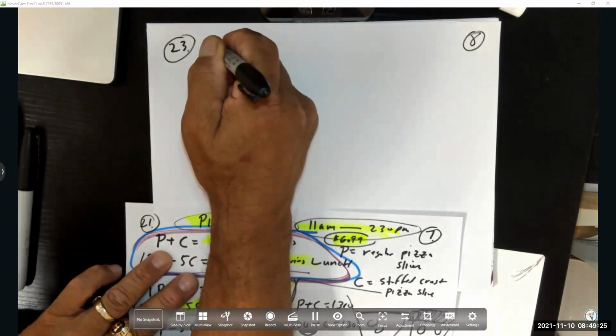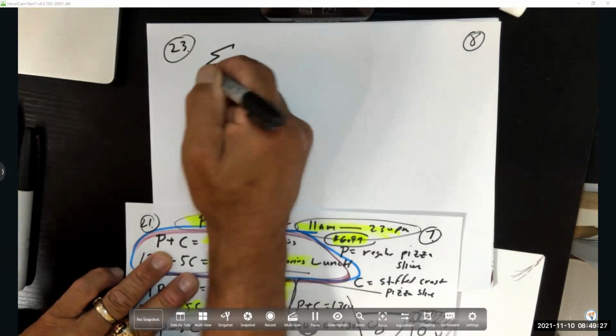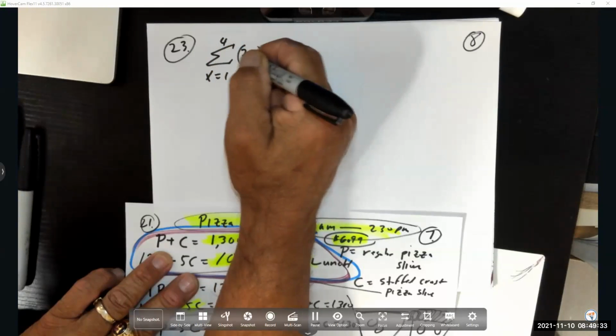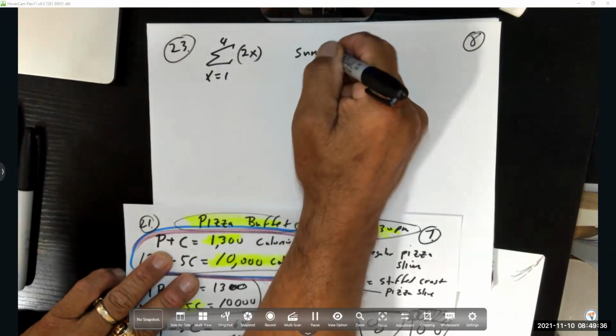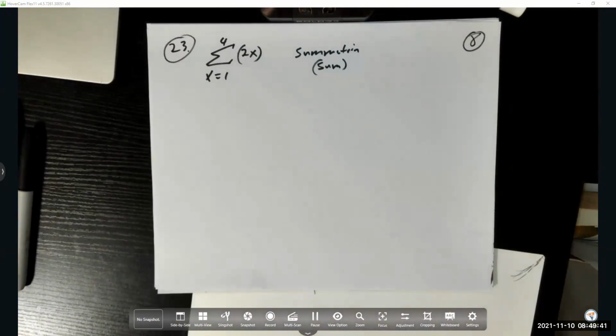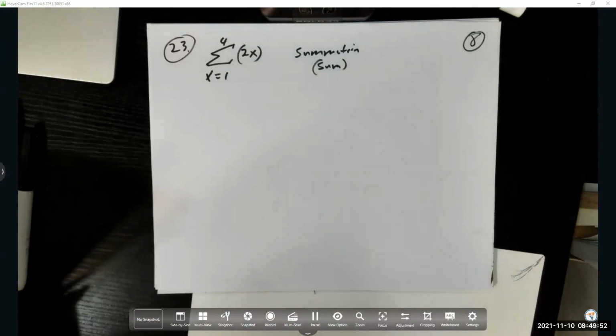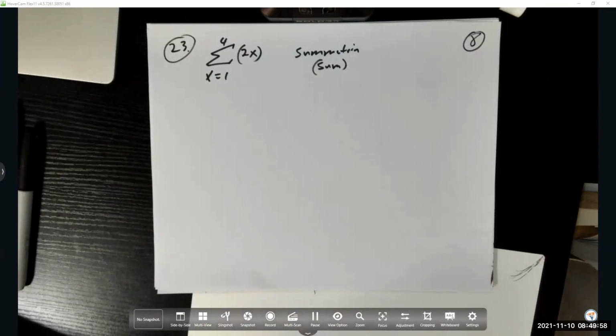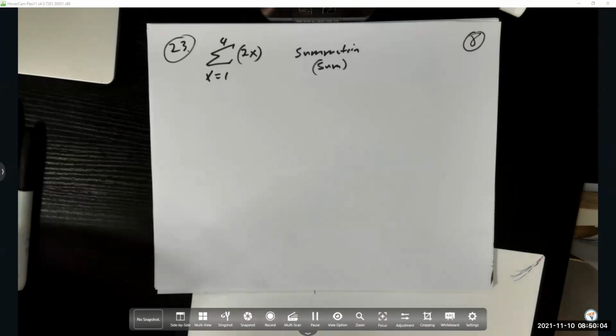All right, 23 looks like this. It says the sum of x equals 1 to 4 of 2x, something like that. It's a summation. Sum. All right, there you go. Find the sum of that. All right, so now I'm gonna assume that you don't know what that symbol means. Is that okay? Yeah. Just pretend that you don't know.